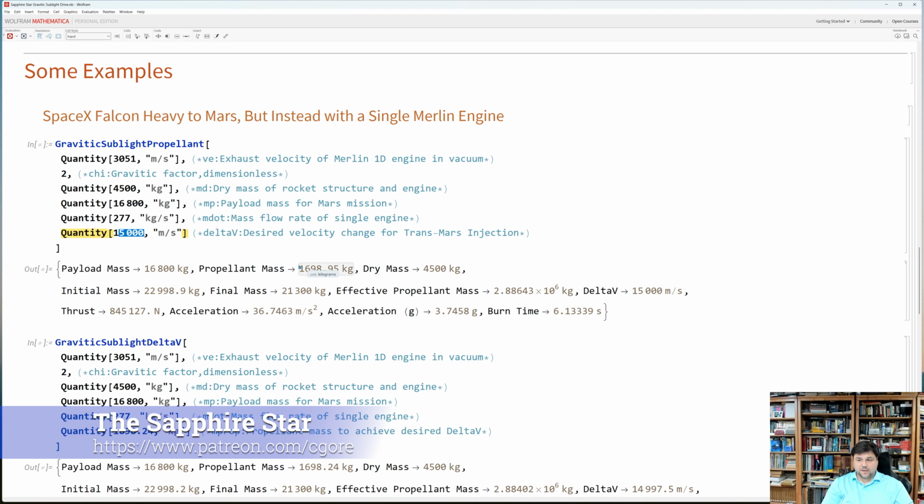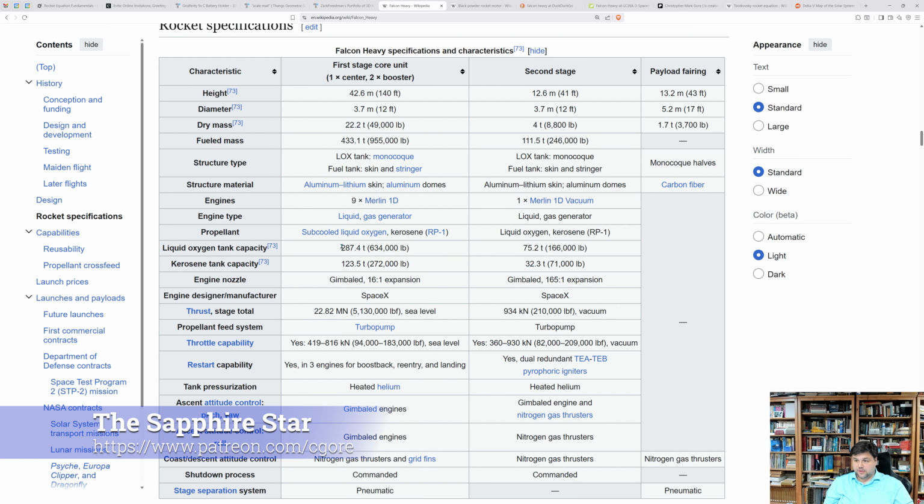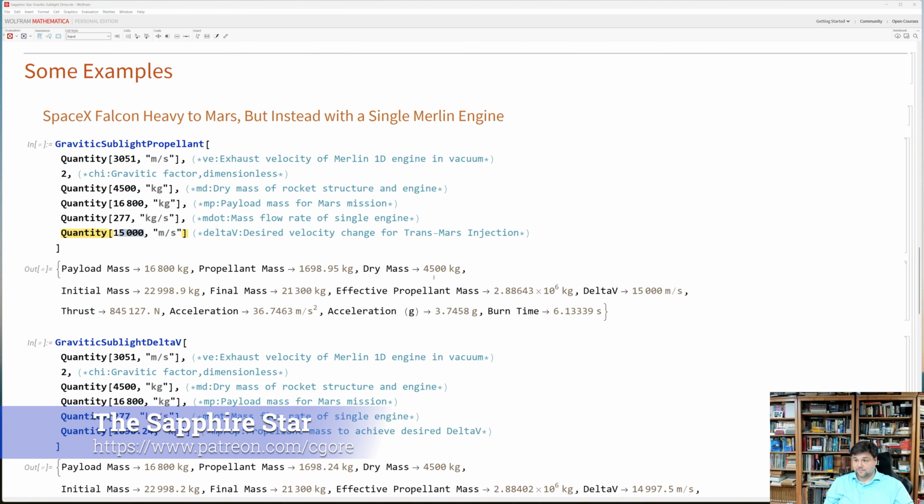We end up only needing 1.7 kilograms of fuel, versus on the first stage 287 metric tons of liquid oxygen and 123 metric tons of kerosene. That ends up being 410 metric tons of fuel in the first stage, and then a little over another 100 metric tons on the second stage. So about 500 metric tons, versus we're only using 1.7 metric tons.